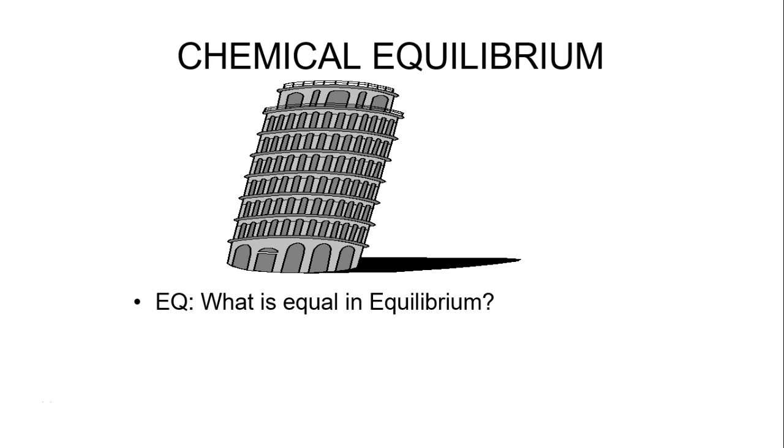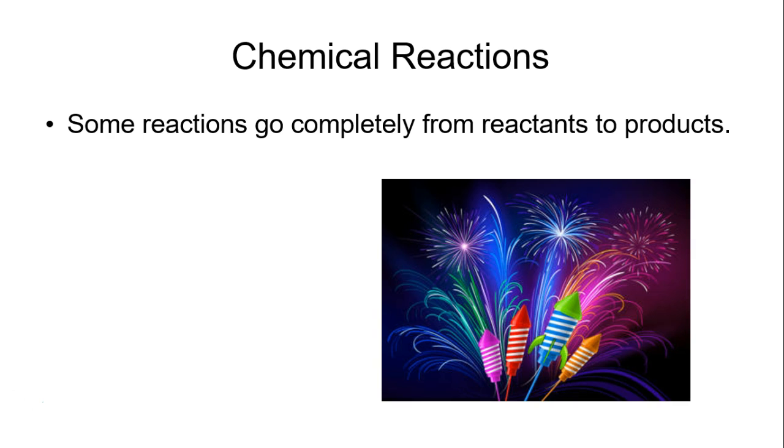And on here we have a picture of the Leaning Tower of Pisa. Why? Well, somehow this building has maintained balance even though it's leaning. So when we think about chemical equilibrium, we kind of think about a balance that's going on.